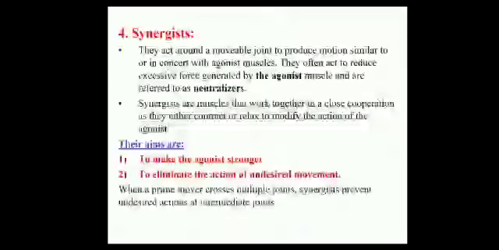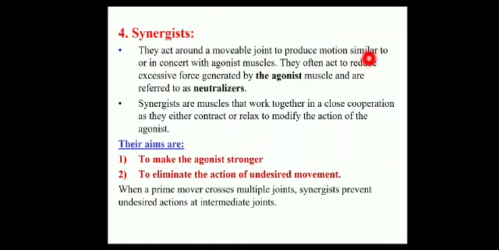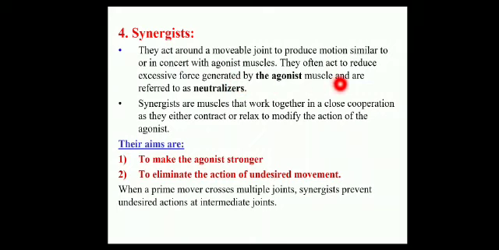Okay, now number 4 are the synergists. They act around a movable joint to produce motion similar to or in concert with agonist muscles. They often act to reduce excessive force generated by the agonist muscles and are referred to as neutralizers. Fixators are called stabilizers and synergists are called neutralizers.